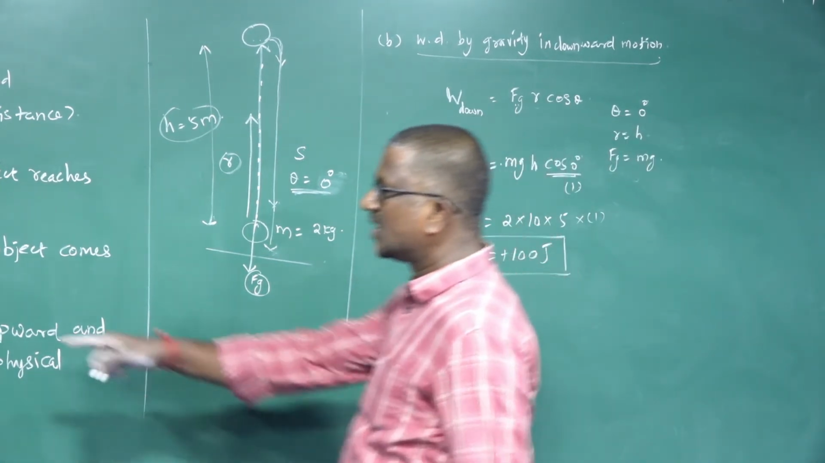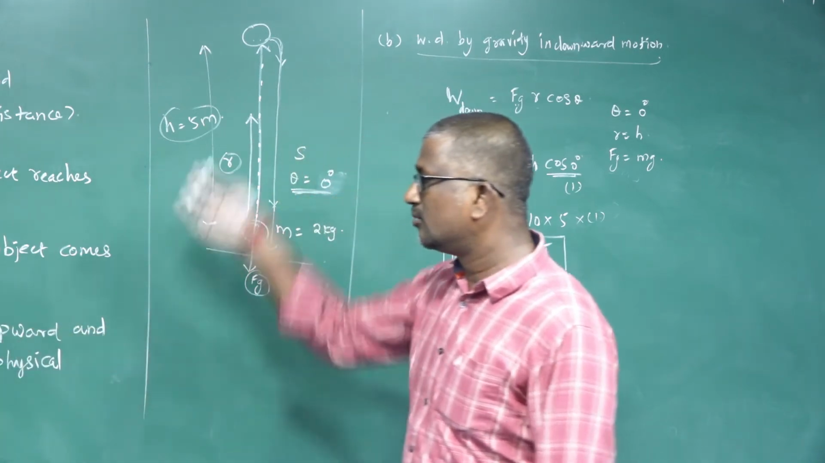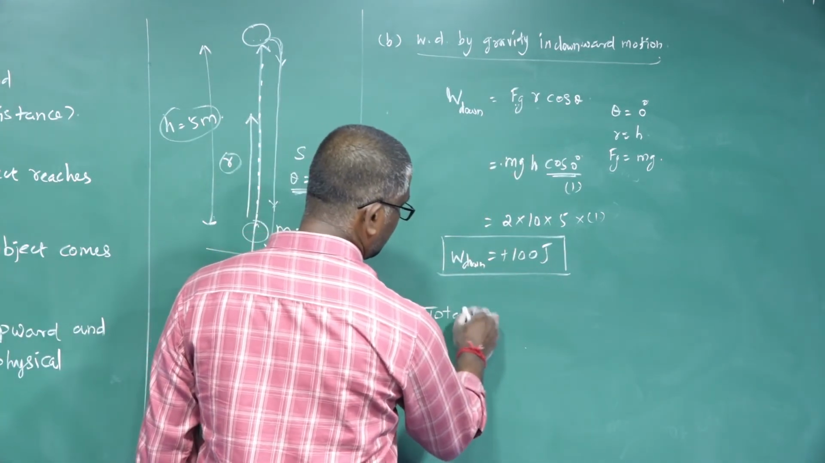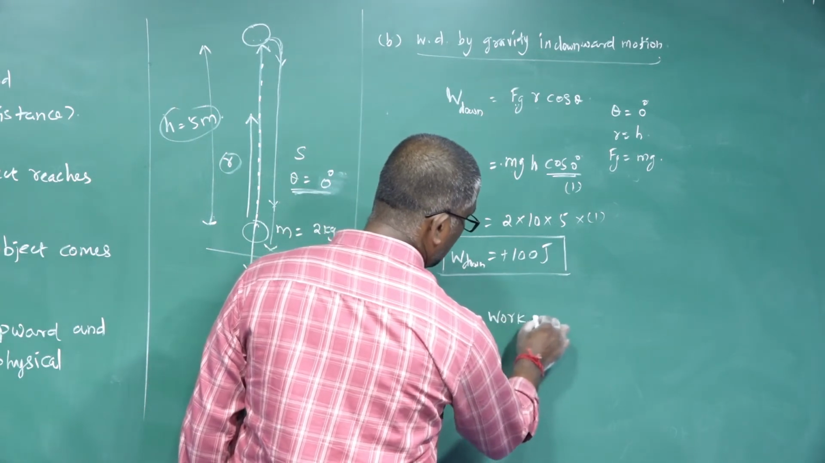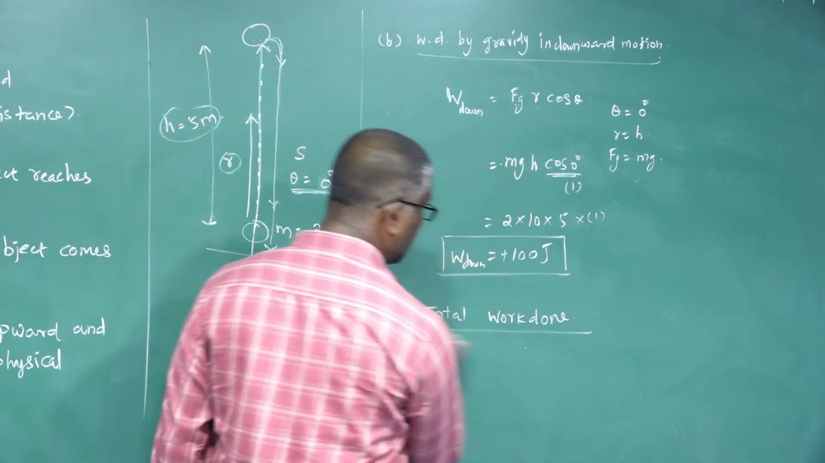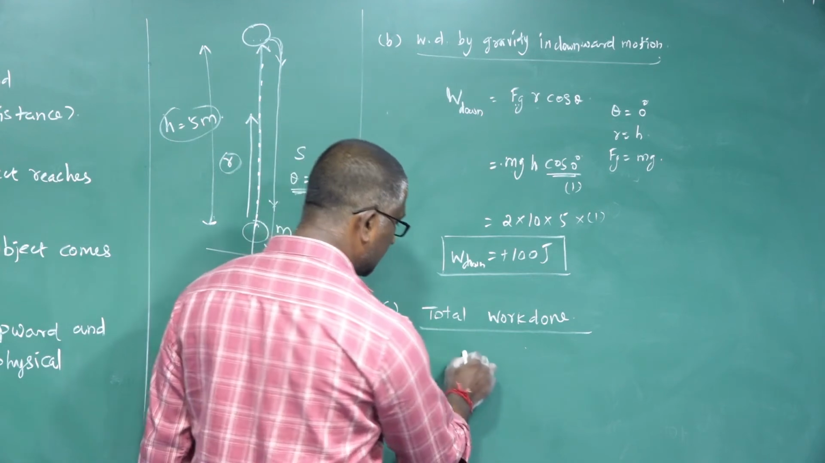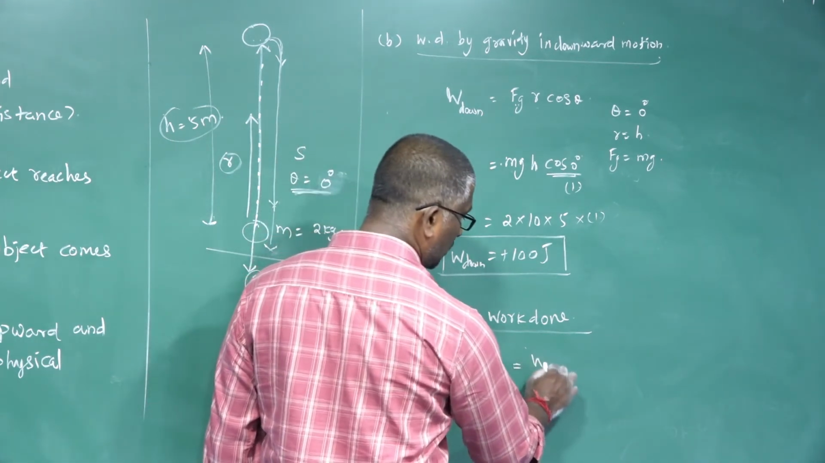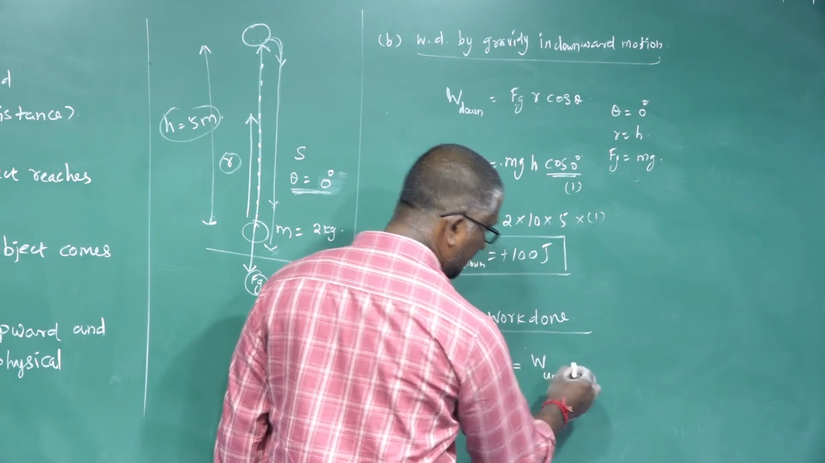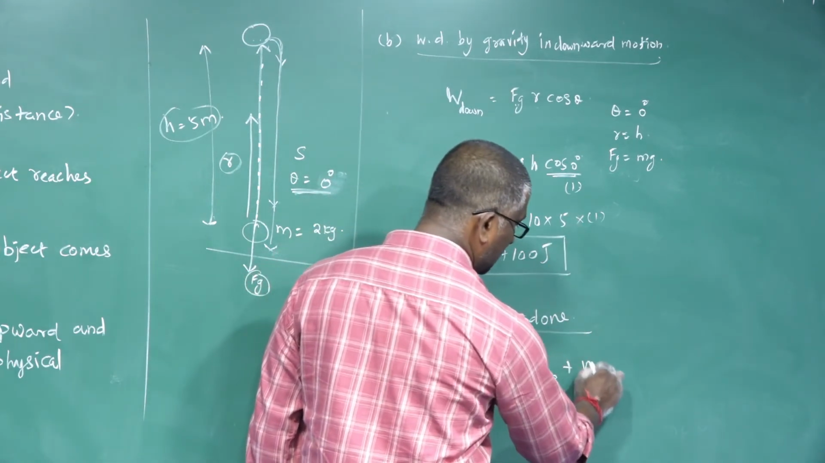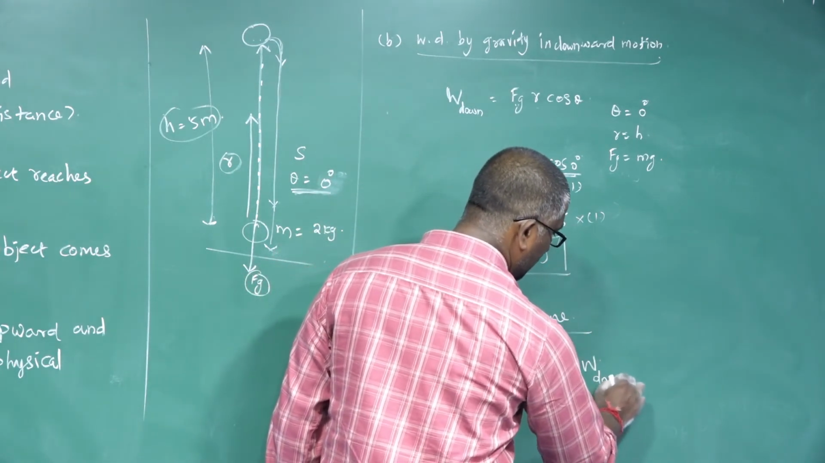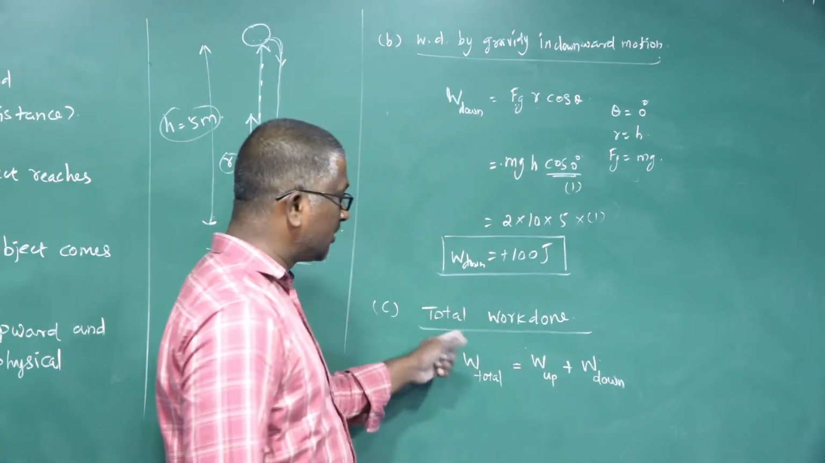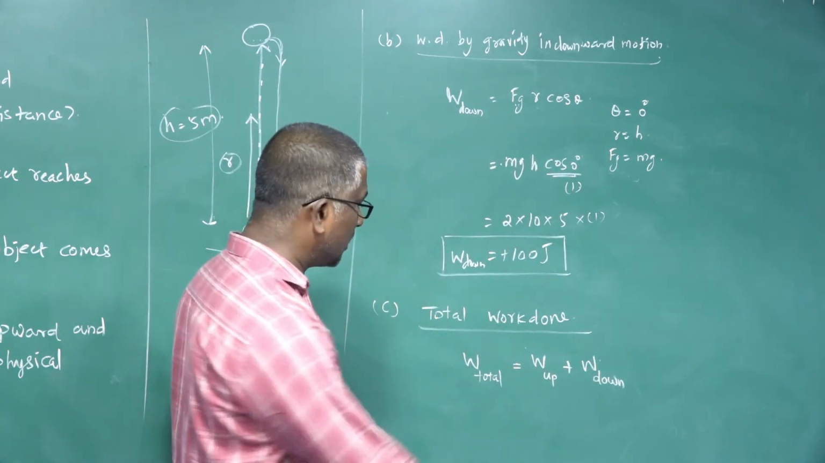Finally, the total work done by gravity in both upward and downward motion. Total work done by gravity during upward motion and downward motion, W_total, is equal to the sum of the work done by gravity in upward motion plus the work done by gravity in downward motion. By adding these two values, that gives the total work done by gravity during upward and downward motion.